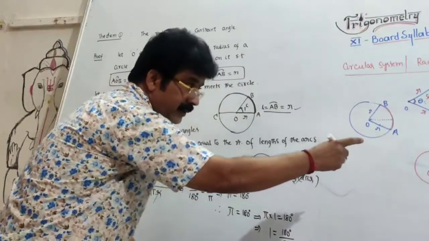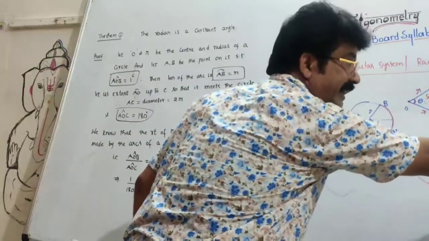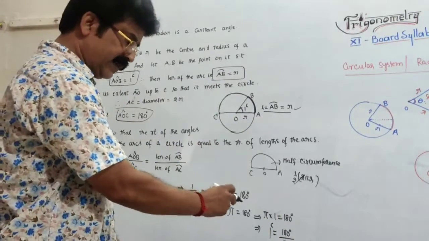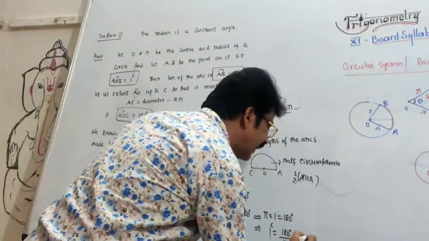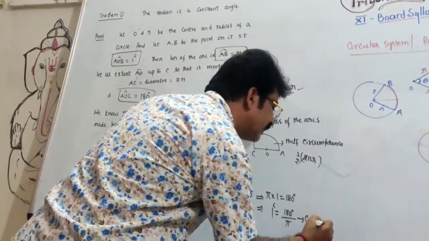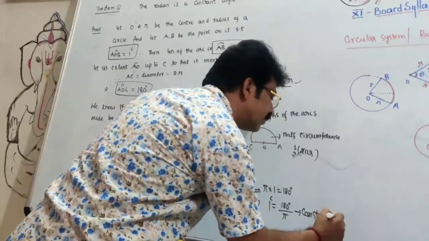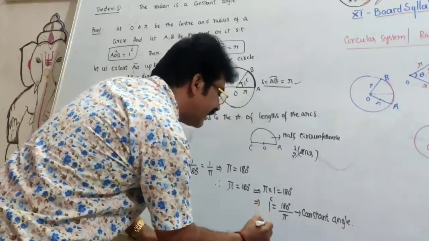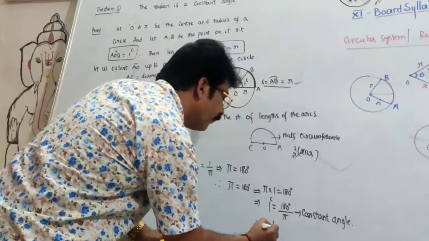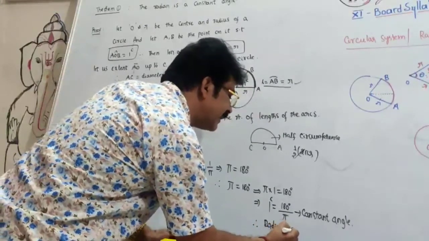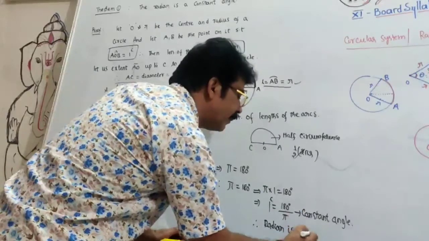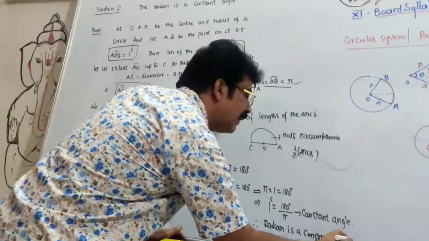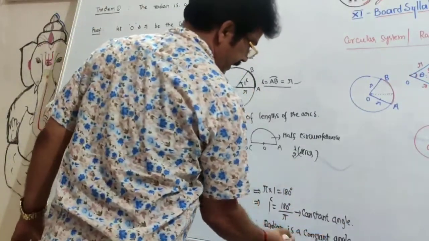1 means, as I already noted here, 1 power c. It is called 1 radian. So therefore 1 radian equals 180 degrees by pi. It is the constant angle, the fixed constant angle. Therefore radian is a constant angle. Hence the theorem.